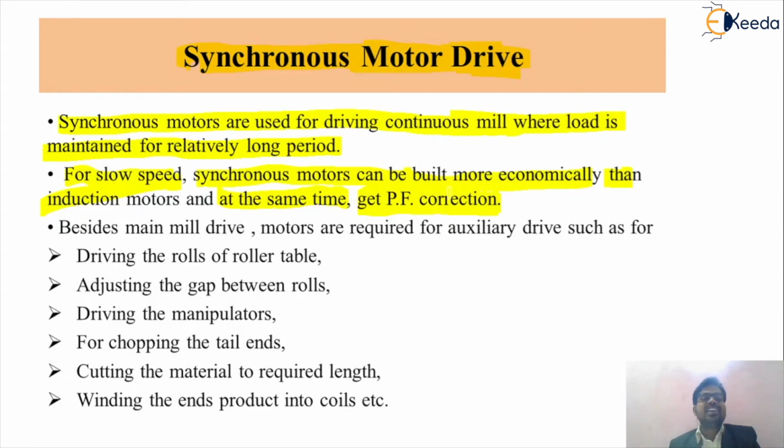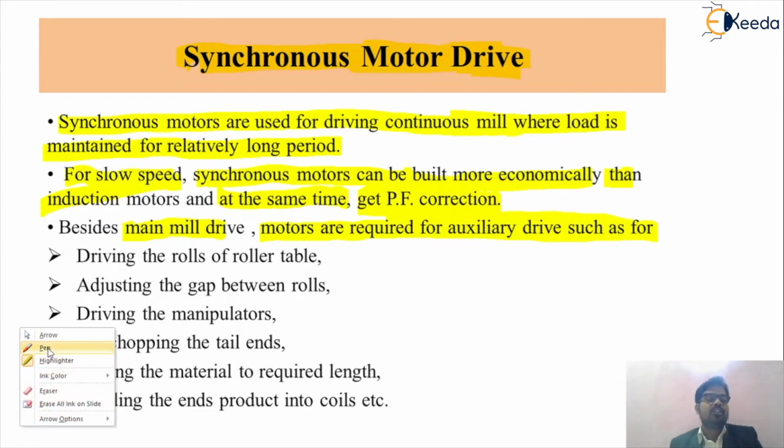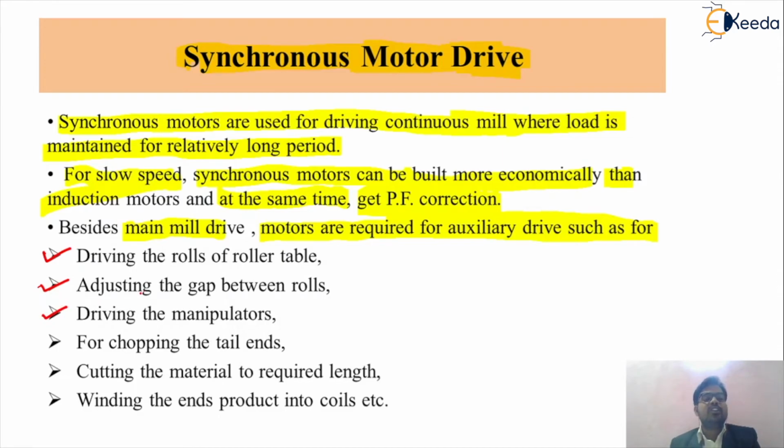Besides the main mill drive, synchronous motors are used for various auxiliary drives. So what are the different auxiliary drives that we are using in the steel rolling mill? The first is driving the rolls of the roller table at a constant speed. Second, adjusting the gap between the rolls. If you want to adjust the gap between rolls, then we prefer this type of motor. Third, driving the manipulators, because the speed of those manipulators will be constant. So we are preferring the synchronous motor drive.